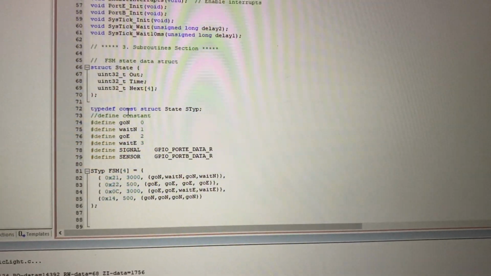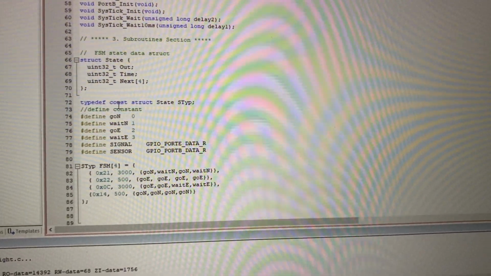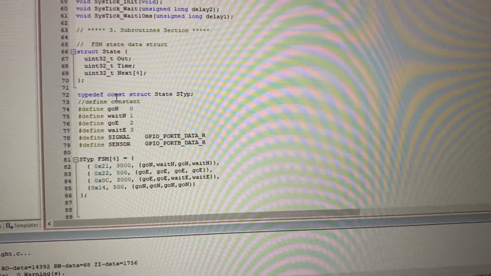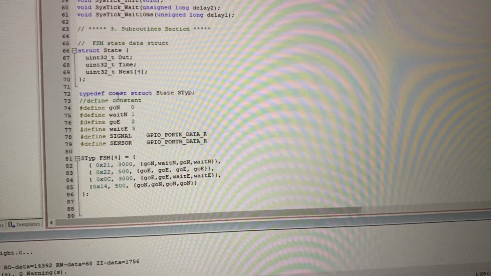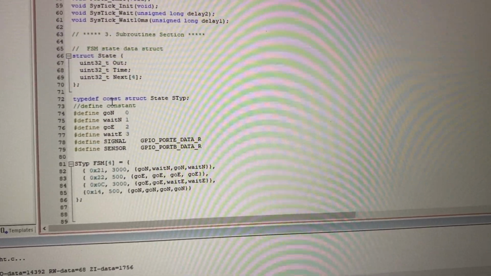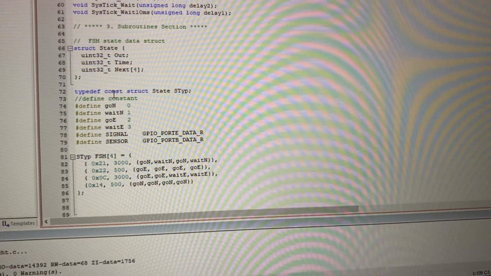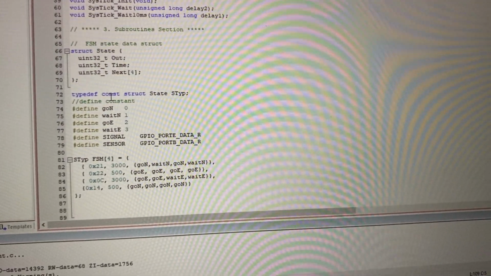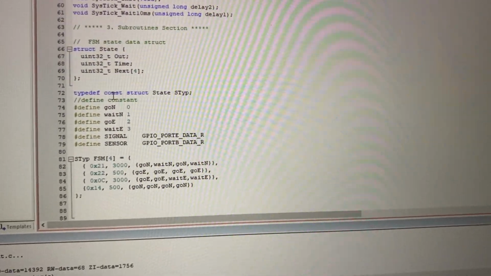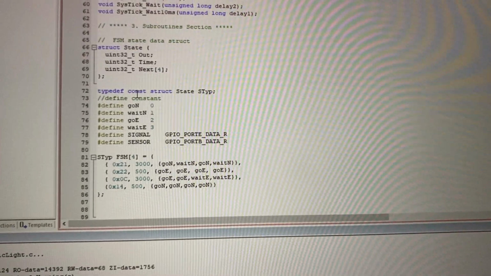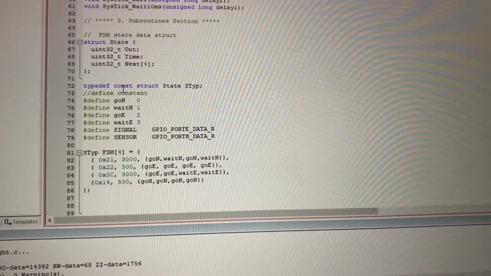As you can see here, I also decided to use a finite state machine. The structure I decided to use was state, and it has three values known as out, time, and next. Out represents the output of the lab, in other words, what the LEDs will display. Time is going to represent the time for the lab, but it's also going to be used as a delay for the lab. And next 4, which is essentially going to represent the finite state machine. Since it's 4, we obviously know that there's going to be 4 states in the finite state machine.